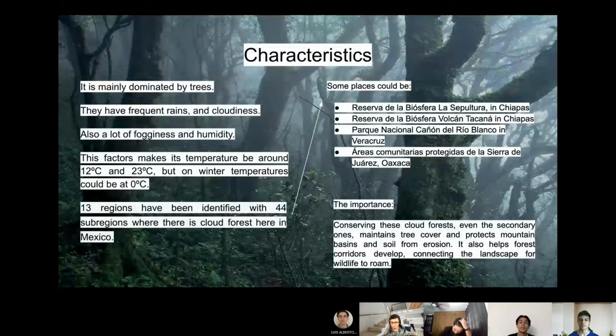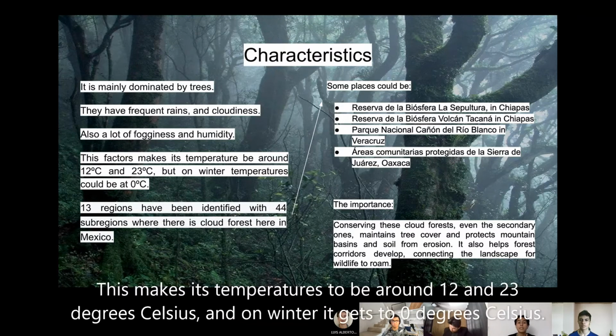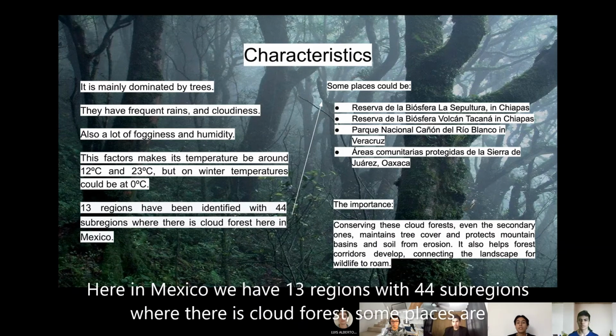Characteristics. These cloud forests are mainly dominated by trees. There is a lot of rain and cloudiness. Also, there is a lot of fogginess and humidity. This makes the temperatures be around 12 and 23 degrees Celsius, and in winter it gets to 0 degrees Celsius. Here in Mexico, we have 13 regions with 44 subregions where there are cloud forests.